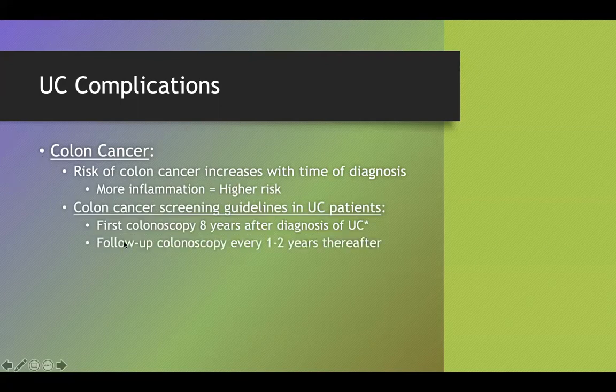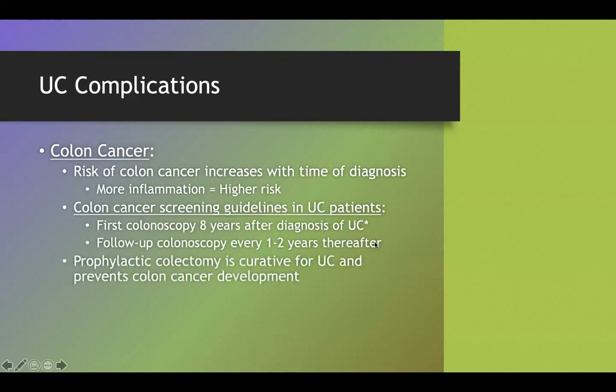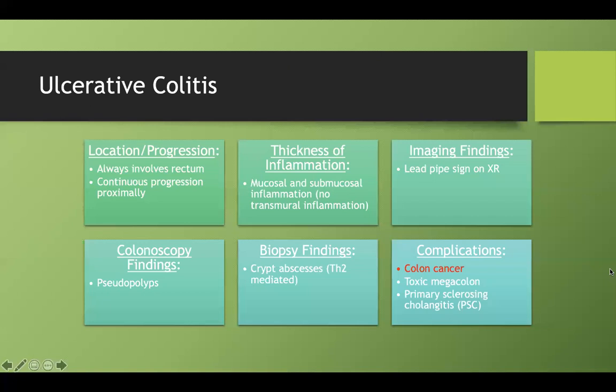And here are some other guidelines that, like I said, are not going to be tested. If somebody does have a diagnosis of UC, you have to get a colonoscopy, and then you have to keep following up with colonoscopies pretty often, every 1 to 2 years. And the big thing you should recognize is that because UC has this gradual progression, if you remove the affected colon regions, you'll prevent colon cancer development, and you'll actually cure them of UC.